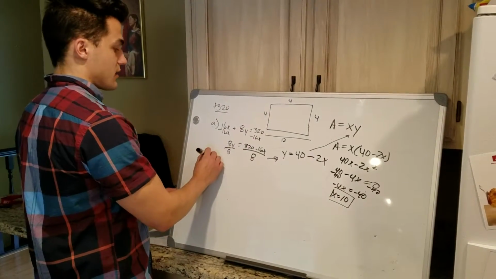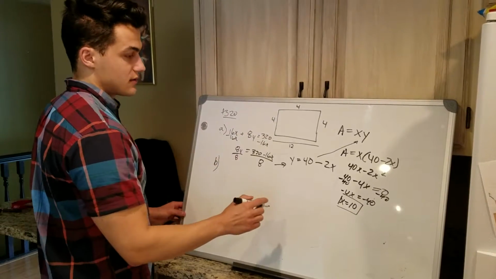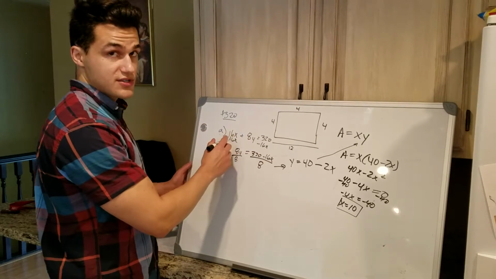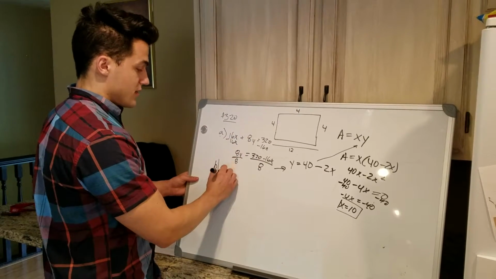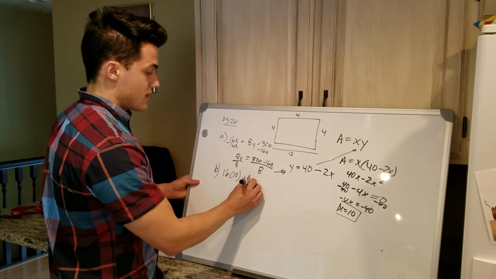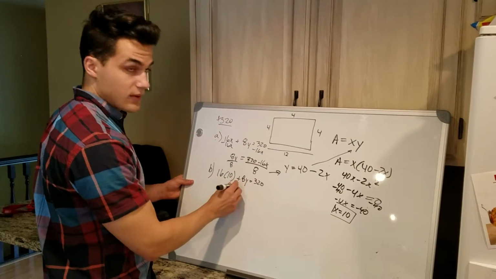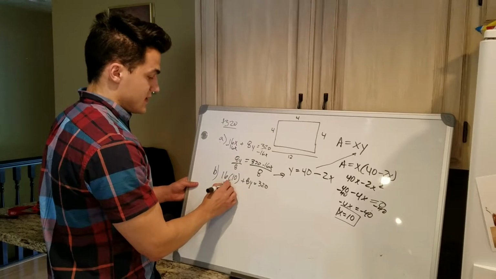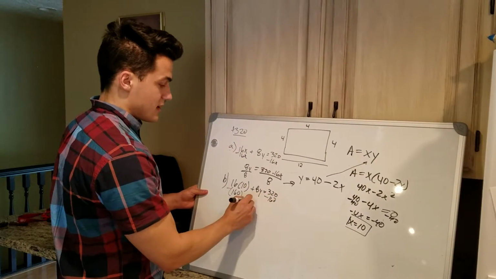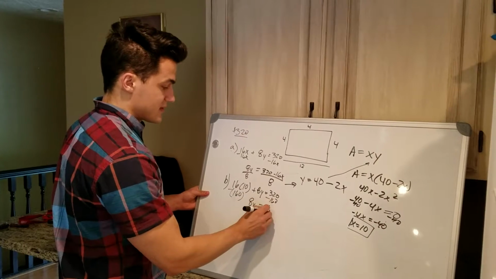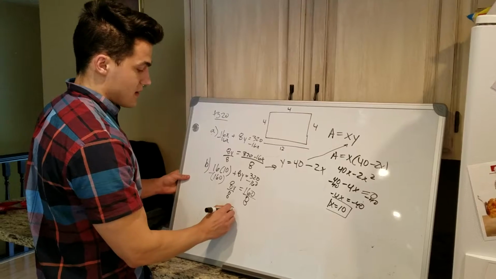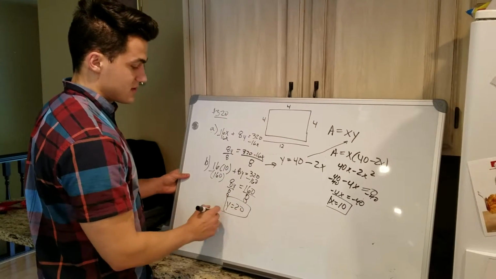So now for the next part, we need to find the other side, and so we'll go ahead and plug the 10 into the constraint equation at the beginning. So we're going to go ahead and do 16, plug in 10, plus 8y equals 320, and solve for y. So this is 160 multiplied out, so we'll subtract that from both sides, and end up with 8y equals 160. Divide by 8, and we get y equals 20. So now we know both dimensions.